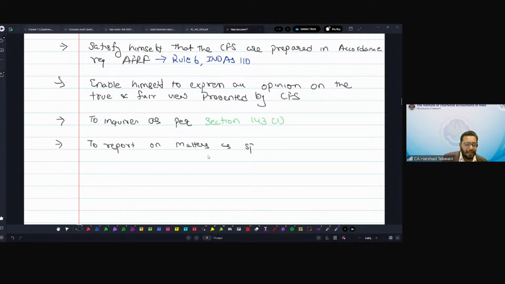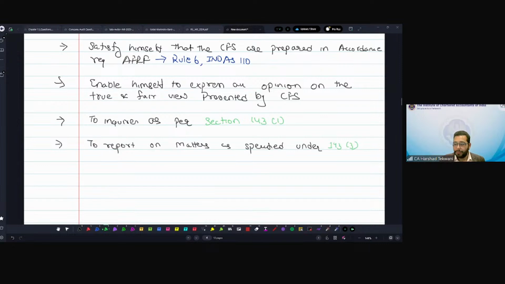as specified under 143.3. You need to think why we are going to 141 and 143. Meanwhile, you keep your thinking process, continue.